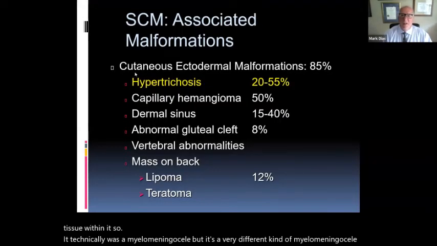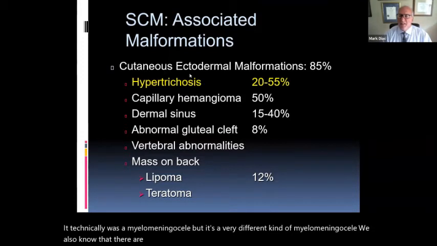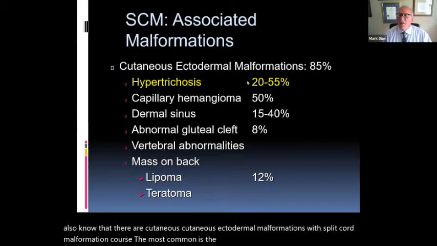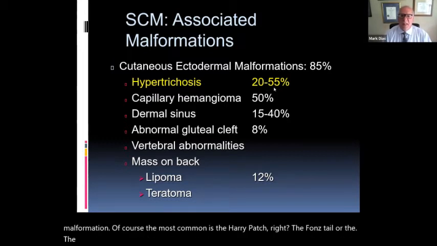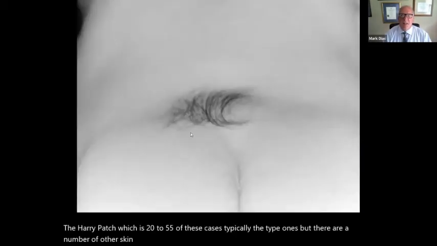We also know that there are cutaneous ectodermal malformations with split cord malformations. Of course, the most common is the hairy patch, right? The fawn's tail, or the hairy patch, which is 20 to 55% of these cases, typically the type 1s. But there are a number of other skin malformations that you can see as well. Here's the example of the hypertrichosis.